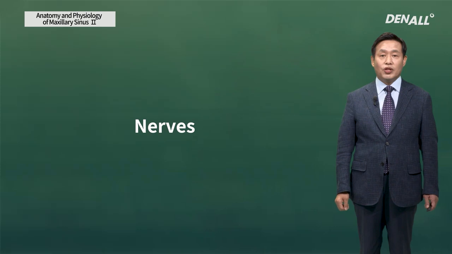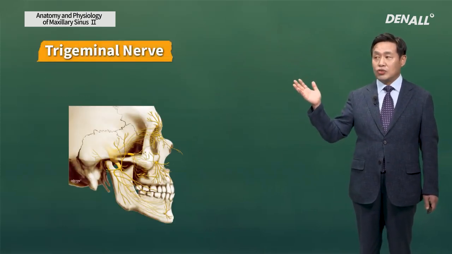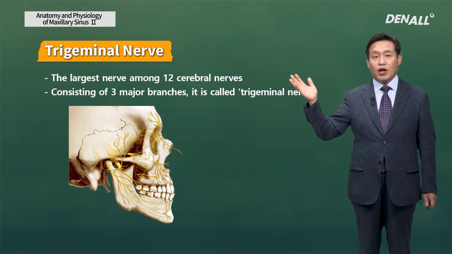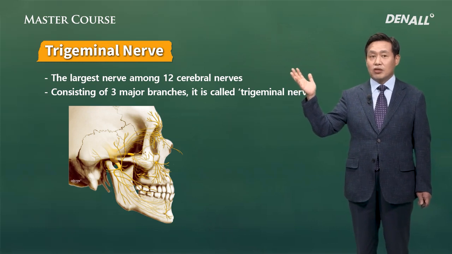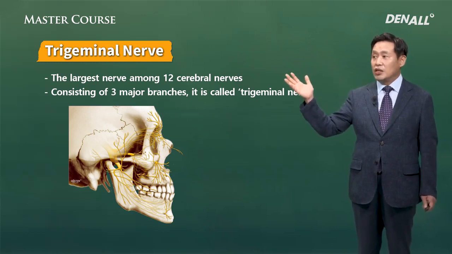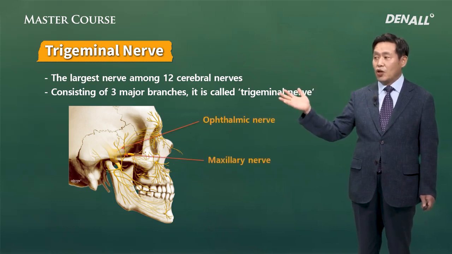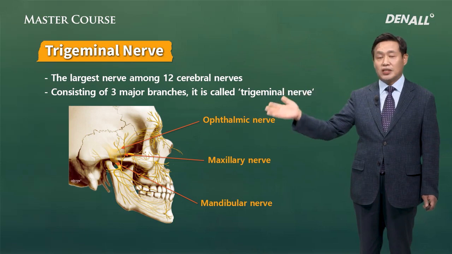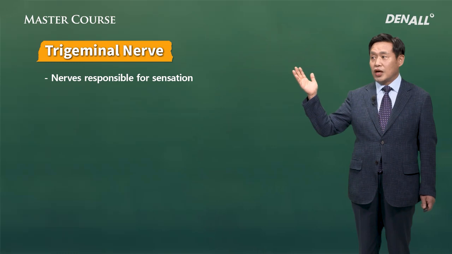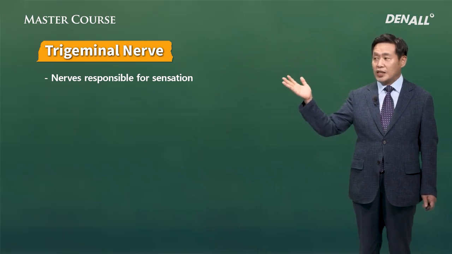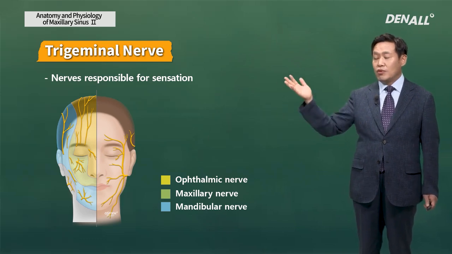Next, nerves, nerve innervation in the maxillary sinus, trigeminal nerve. The fifth trigeminal nerve out of 12 cranial nerves. It has 3 major branches: ophthalmic, maxillary, and mandibular nerves. The maxillary nerve is dominant. There are 3 main branches.